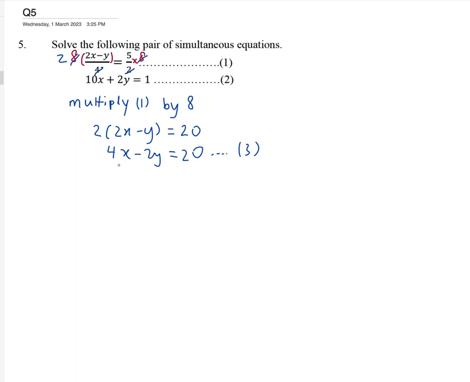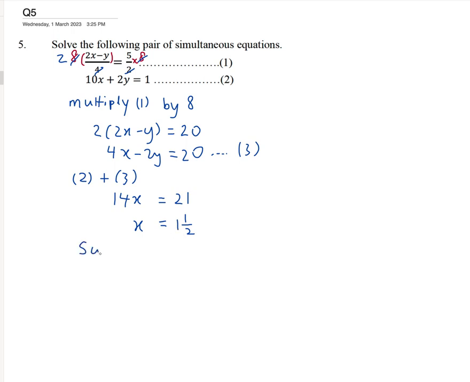Now, we see that equation 2 has a plus 2y, and here we have a minus 2y. So if we add equation 2 to equation 3, 10x plus 4x is 14x, and 2y minus 2y is 0, so there is no more y. And 1 plus 20 is 21. So that gives us x equals 3 over 2, or 1.5. We must put our answer as a mixed number.